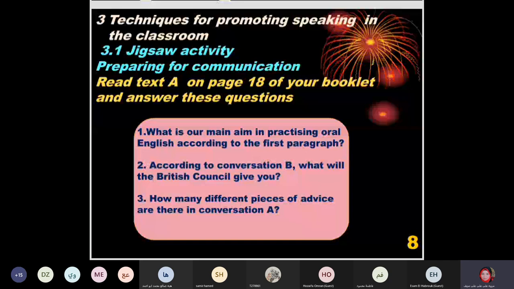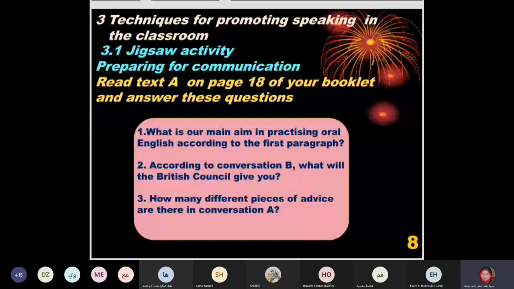What's our main aim in practicing oral English according to the first paragraph? Before answering, I have to ask you another question. What does practicing oral English mean? What do we mean by practicing oral English? Is it reading, writing, speaking, or listening? Reading and speaking. Yes, two skills, reading and speaking.